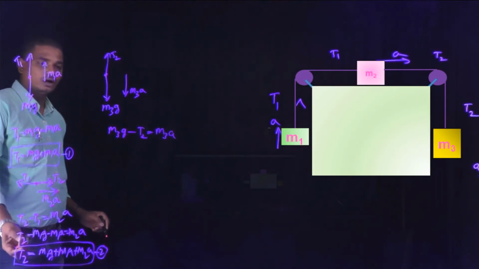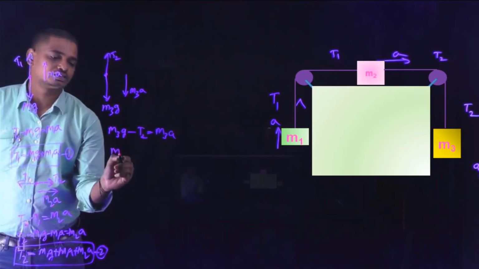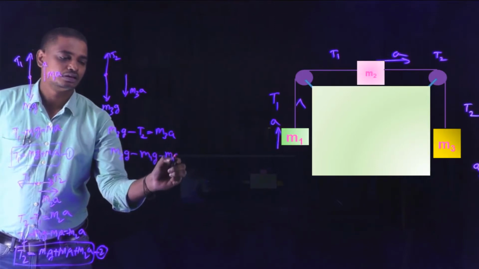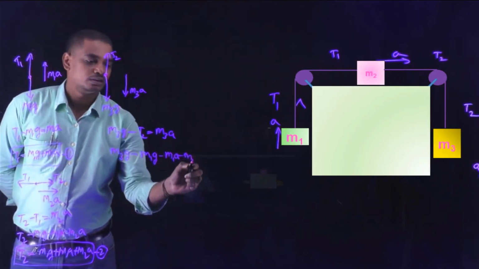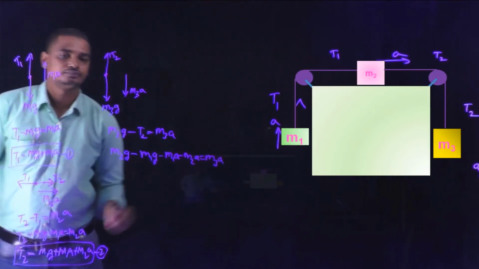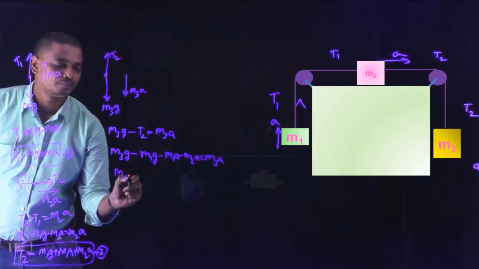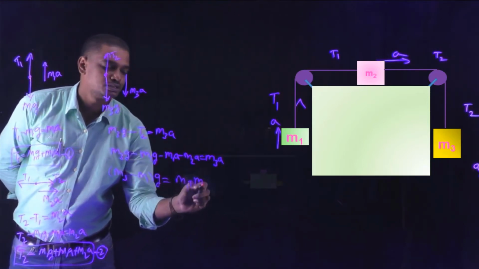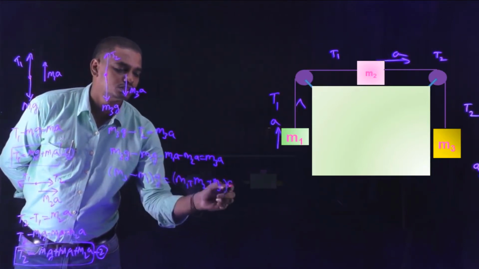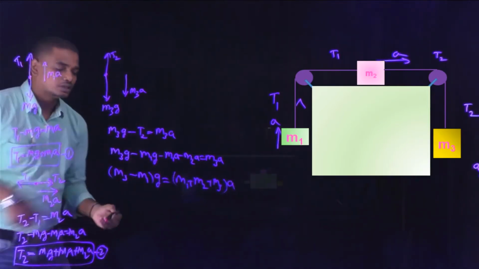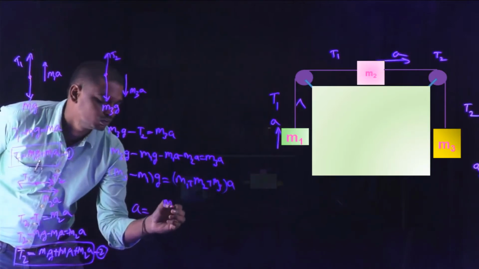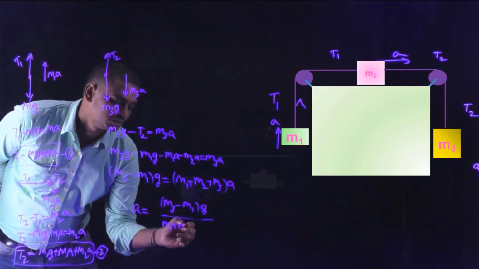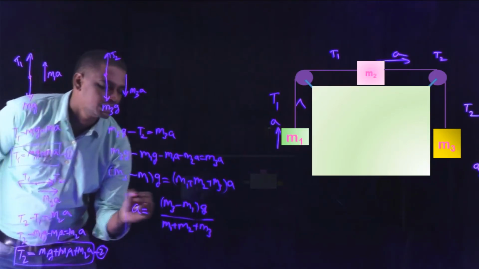Now, by substituting the value of T2, we can write the equation as M3G minus M1G minus M1A minus M2A is equal to M3A, from which we can write (M3 minus M1) into G is equal to (M1 plus M2 plus M3) into A. On simplifying this equation, A can be written as A is equal to (M3 minus M1) into G divided by (M1 plus M2 plus M3), which is the acceleration of the blocks.